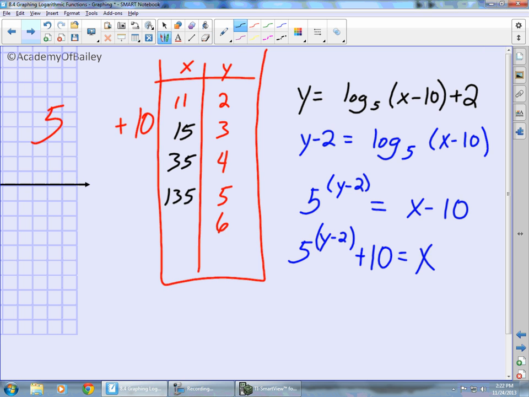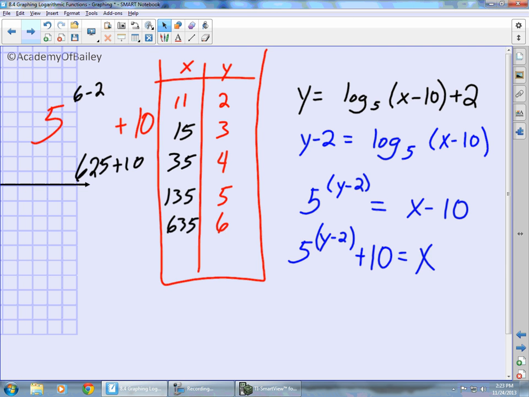And then we plug a 6 in there. 6 minus 2 is 4. 5 to the 4th power. 125 times 5 is 625. Plus 10 is 635.